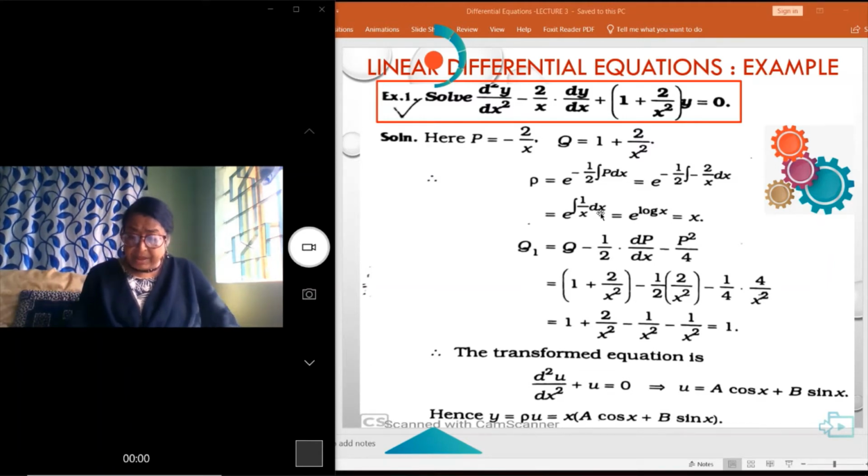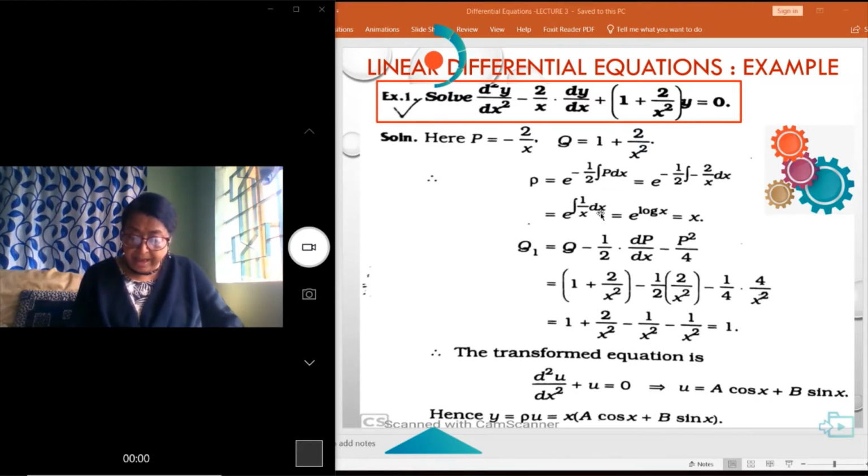So d2u/dx² + u = 0, and previously we saw that this type of equation, when solved, gives u = a cos x + b sin x. Hence y = ρu. This gives us the result.